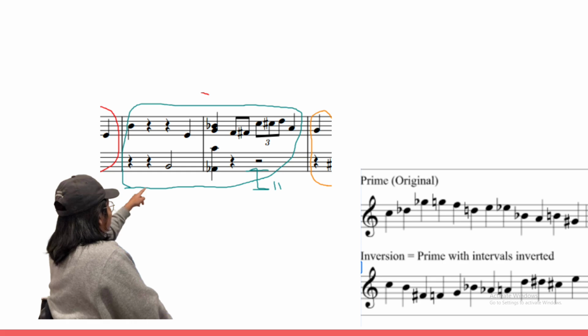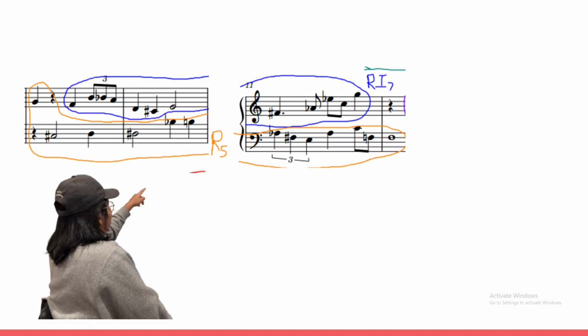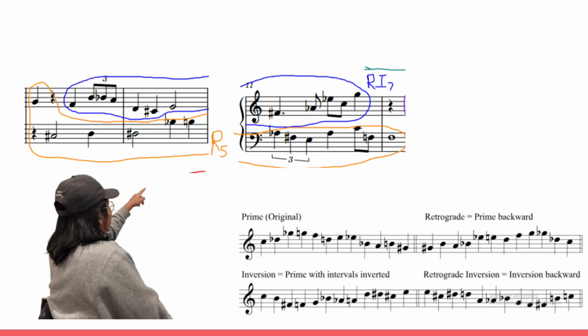Then, inversion 11 is followed by retrograde 5 and retrograde inversion 7. Retrograde basically means the reverse of something. So the retrograde 5 is a transposed prime row that starts on 5, but in reverse. And the retrograde inversion 7 is the inversion of 7, but reversed. Once again, here's another image to pick it apart a little differently. You can see that the retrograde is just the complete reverse of either the prime or the inversion.